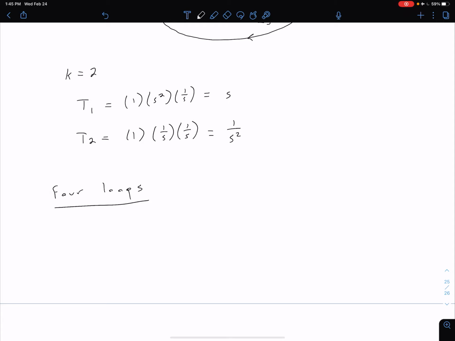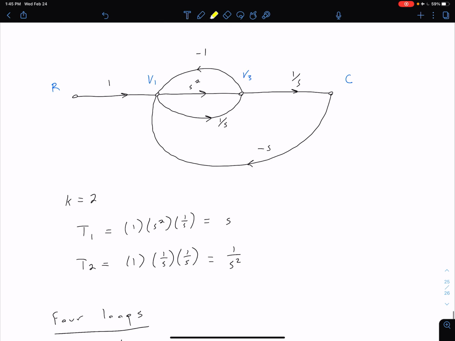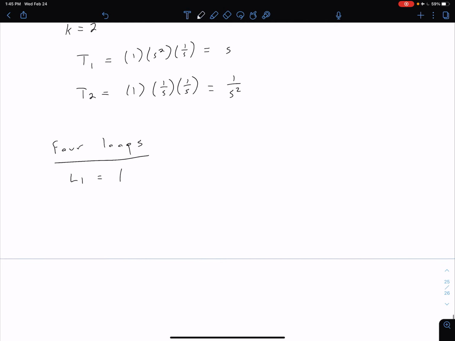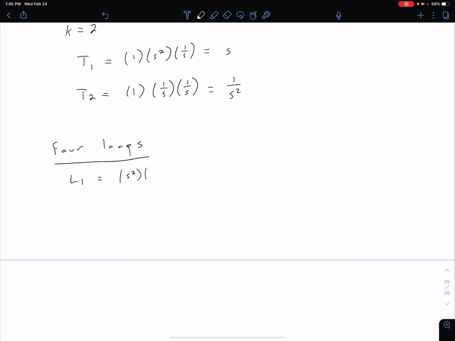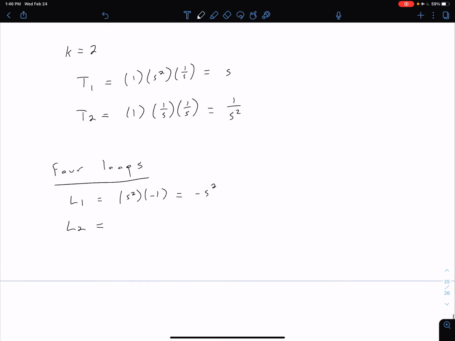So for loop gain L1, let's say that was this path here, so we have s squared times negative 1, which is of course just negative s squared. Our L2, let's say, is that other simple loop. We have 1 over s times negative 1, which again is pretty obvious, but let me write it out for clarity: 1 over s times negative 1 is just negative 1 over s.